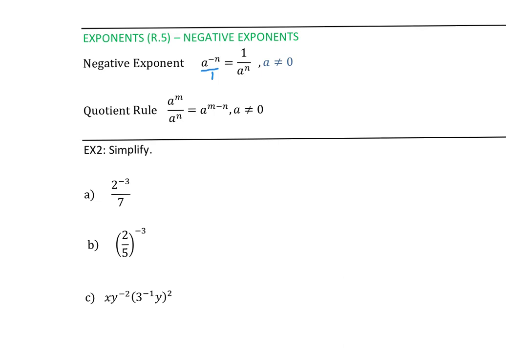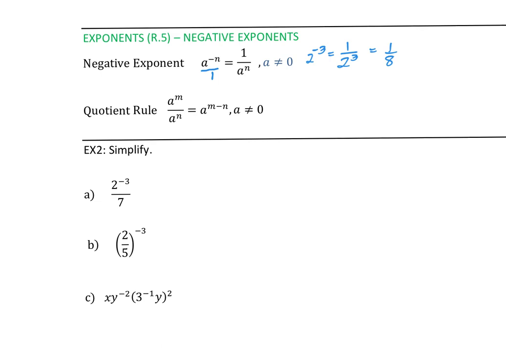So if I was to write 2 to the -3, I don't know what that means. Remember, what the exponent is telling us is how many times we multiply our base by itself. So this says I'm going to multiply 2 by itself -3 times. Makes no sense. The only way it's going to make sense is if I make that exponent positive by flipping and making it 1 over 2 to the third. So now I actually know what that means. I know that 2 to the third is 8. So this is 1/8.